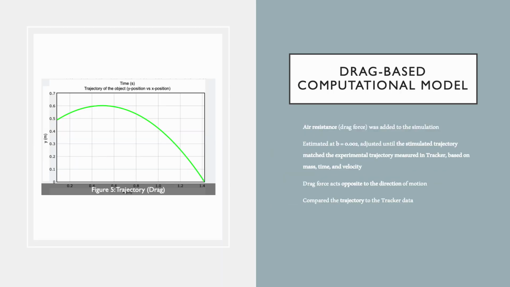Drag-based computational model. For the second model, I added air resistance, also known as drag. Drag acts opposite to the direction of motion and reduces the object's speed during flight. Rather than calculating the drag coefficient directly, I adjusted the value until the simulated trajectory most closely matched the trajectory measured in Tracker. The value that produced the closest agreement was approximately b equals 0.002. Because the ball traveled for only half a second and had a relatively low speed, adding drag produced only a very small change in the trajectory.